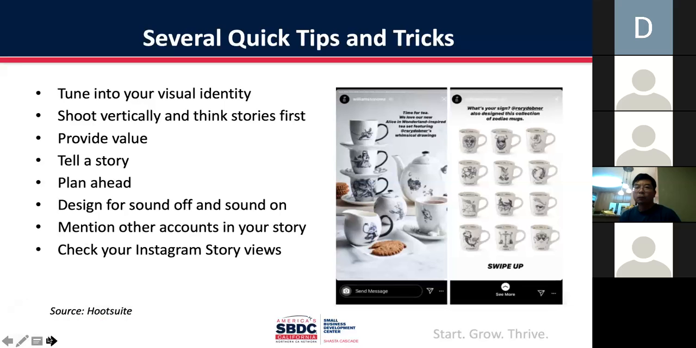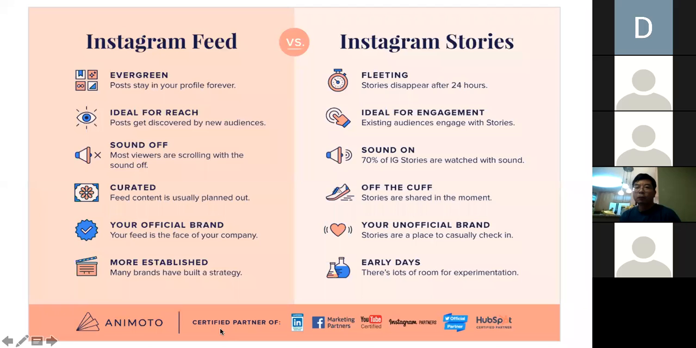Last slide, and then I'm going to cut this short because I want to take some questions. This is a wonderful infographic from HubSpot that tells the difference between an Instagram feed and Instagram stories, the post versus the stories. The posts are evergreen. They stay in your profile forever. Stories disappear. The feed is ideal for discovering new audiences. Stories are ideal for engagement, really pushing up that algorithm, which is so important.